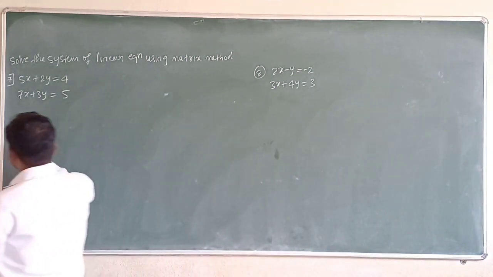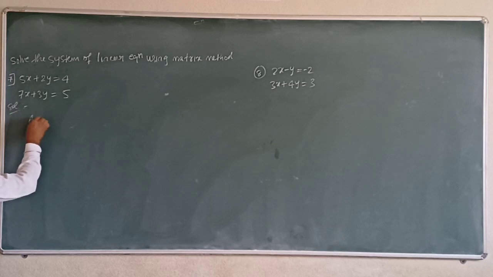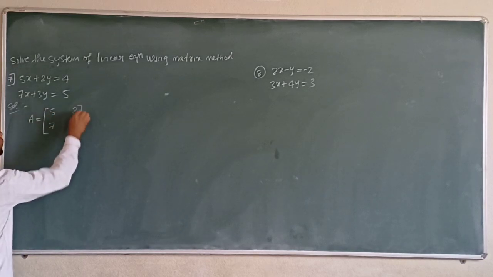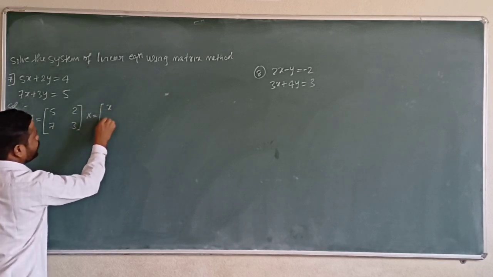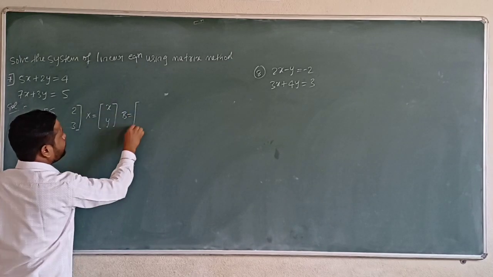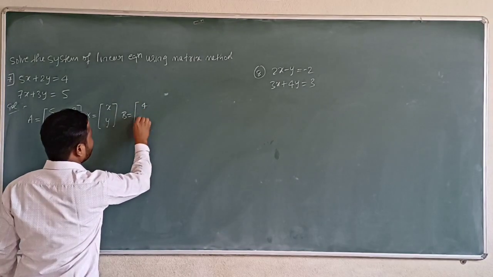Right. Solution. We know that, take this matrix A. The matrix A is nothing but what? The coefficients of x and y. That is 5 and 2, 7, 3. And X is nothing but the variables. What are the variables here? x and y. Then B is nothing but the constant values, that is 4 and 5 here.